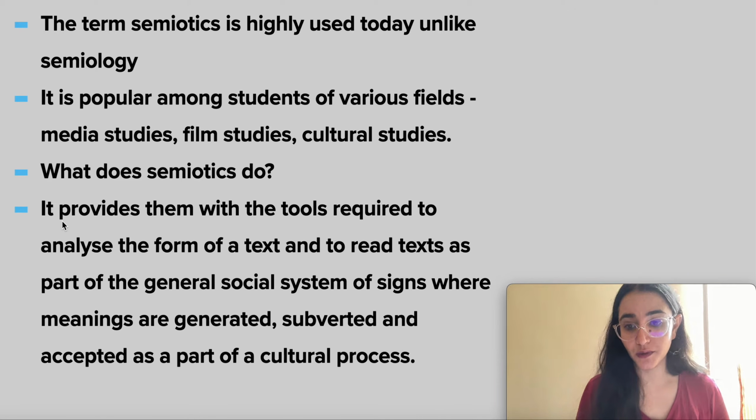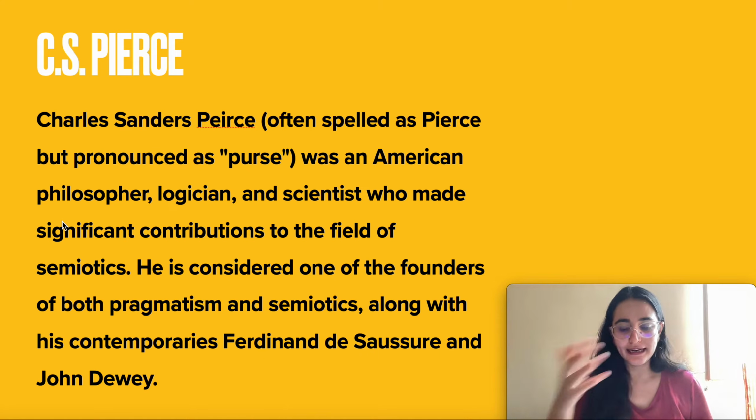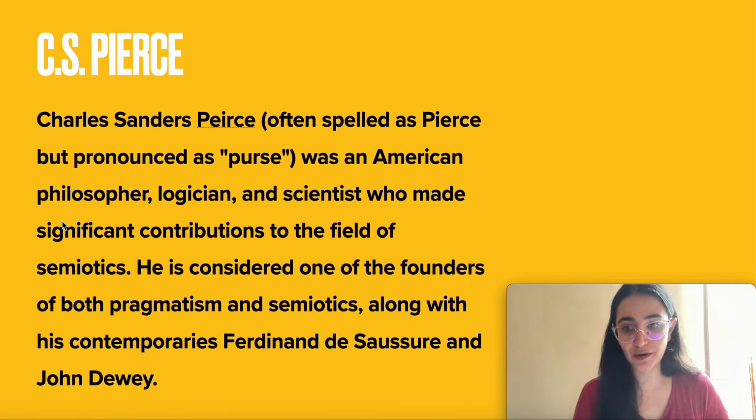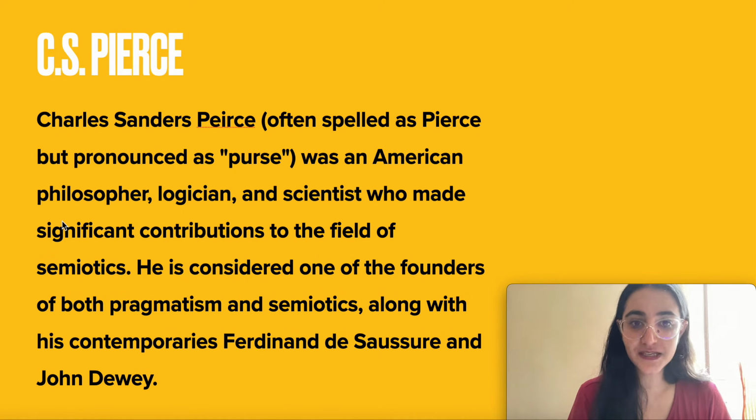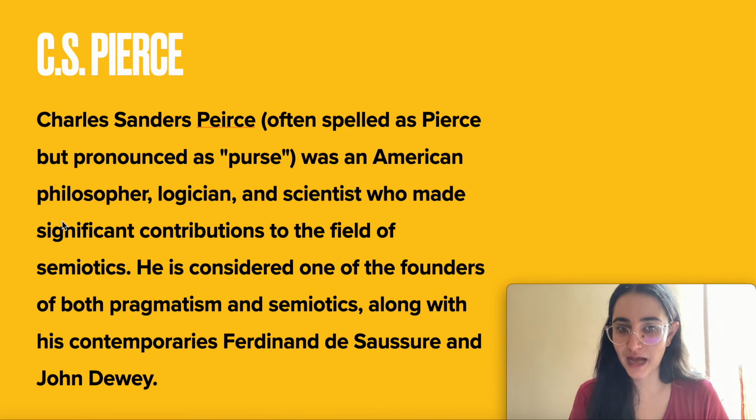That's what semiotics does. How do we analyze a text? Structuralists do it with the help of semiotics basically. Let's talk about C.S. Peirce. We've already talked about Saussure. Charles Sanders Peirce, often spelled Peirce but pronounced Peirce.